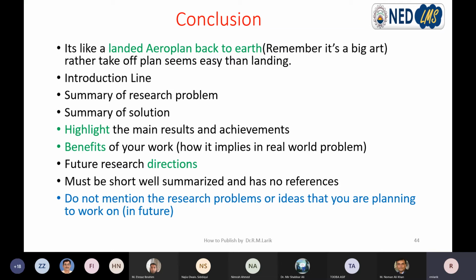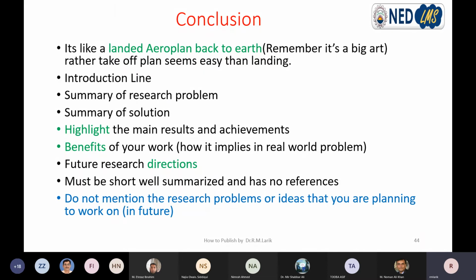So what makes it smarter? Highlight the main results and achievements, the benefits of your work, and mention the future research directions, right? It must be short and well summarized and have no references. Remember, there are no references in the abstract and no references in the conclusion.